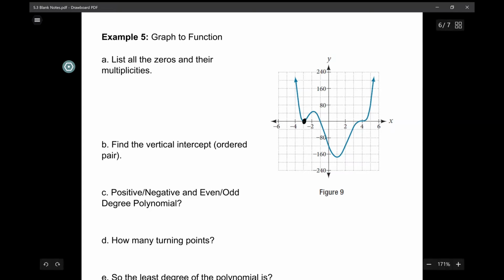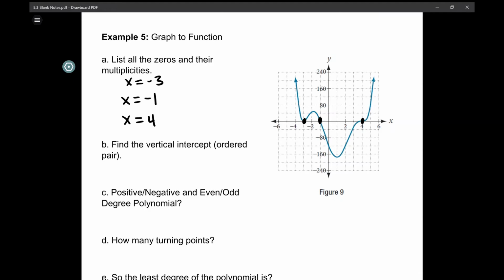Well, I see a 0 here, I see a 0 here, and I see a 0 here. So I have x equals -3 as my 0, x equals -1, and x equals 4. And remember, my zeros are the same thing as my horizontal intercepts. So those are my 3 zeros. Let's think about their multiplicity.